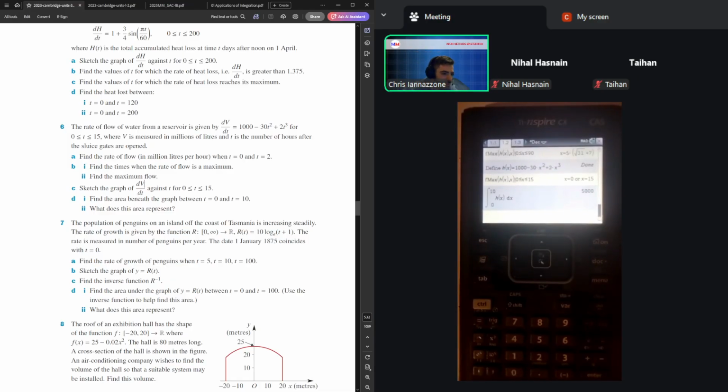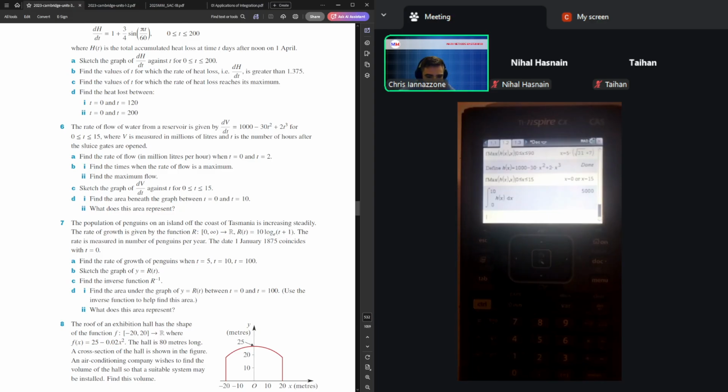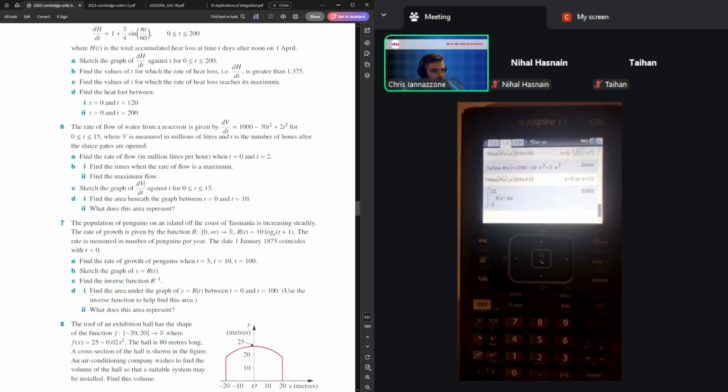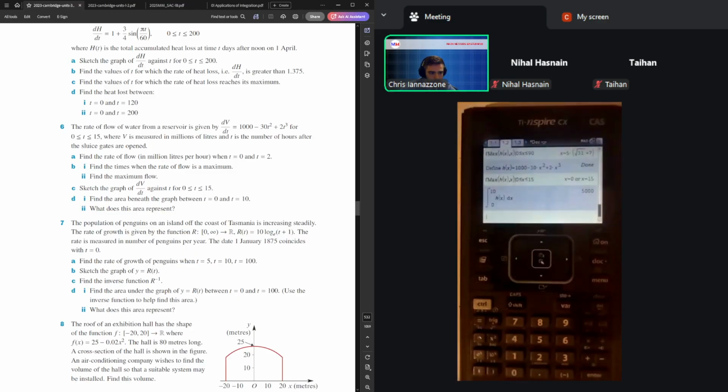Here's the kicker, which is what does this area represent? A good way to think about this is what's the units of this area? That'll definitely help with the interpretation of it. Is it just a volume? It is volume, yeah, that's the unit for it. Now, can you be a bit more specific for the scenario? It is a volume value, yeah.